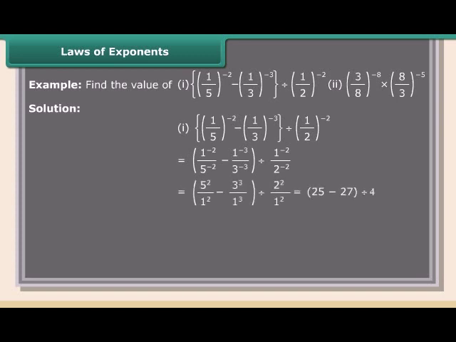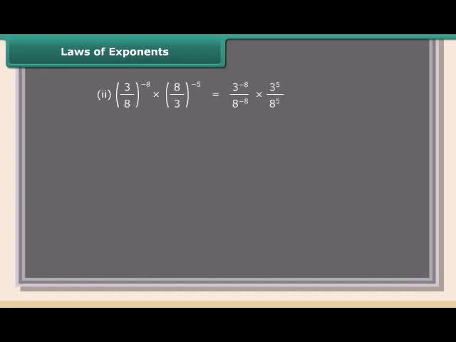is equal to 5^2 upon 1^2 minus 3^3 upon 1^3 divided by 2^2 upon 1^2, which is equal to 25 minus 27 divided by 4, which equals minus 2 upon 4, which is equal to minus 1 upon 2. So (1/5)^(-2) minus (1/3)^(-3) divided by (1/2)^(-2) is equal to minus 1 upon 2.